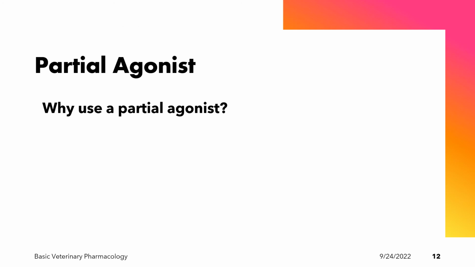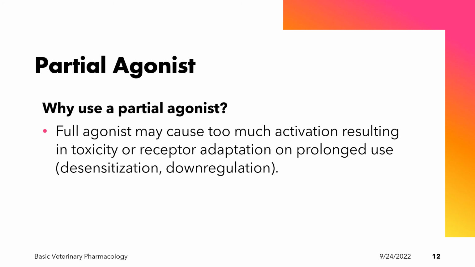Why do we use a partial agonist? We use partial agonists because the full agonist may cause too much activation of the receptor, resulting in toxicity or receptor adaptation of prolonged use, as exemplified by desensitization. So again, when we say desensitization, that is a phenomenon wherein the body does not respond to the drug anymore.